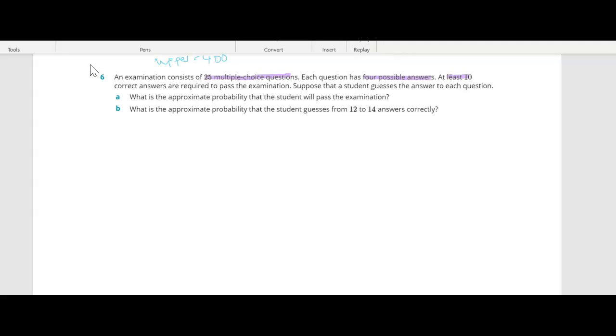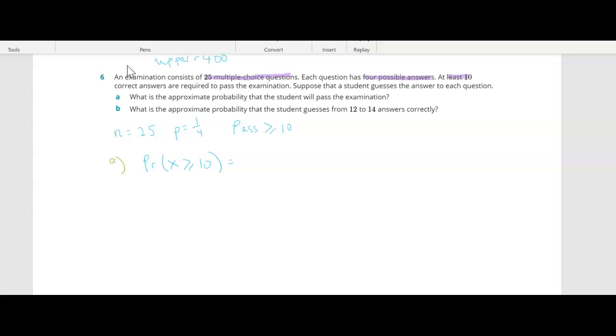So n isn't very high, n is 25. Each question has 4 possible answers, so the probability of success is 1 in 4. At least 10 correct answers are required to pass, so a pass is X greater than or equal to 10. What is the approximate probability that the student will pass the exam? So we want the probability that X is greater than or equal to 10.